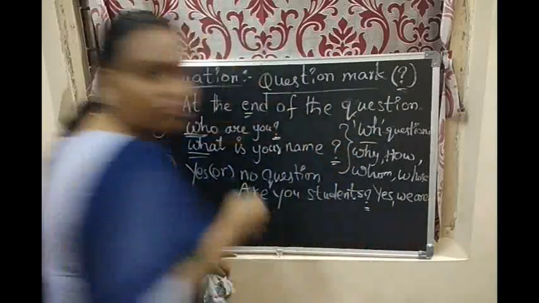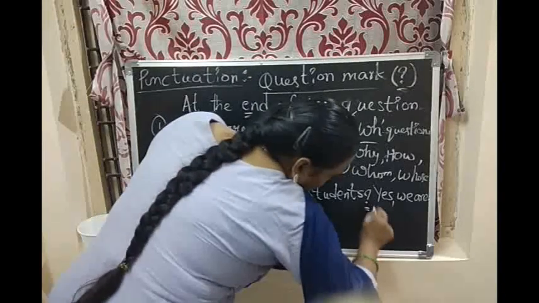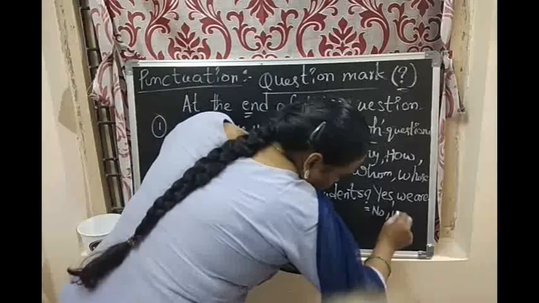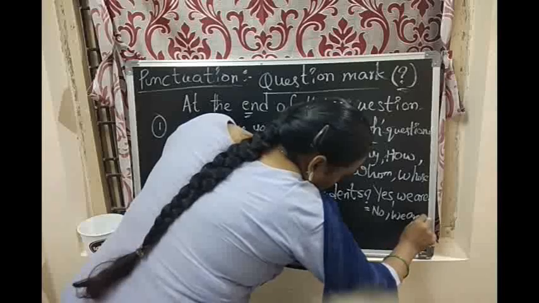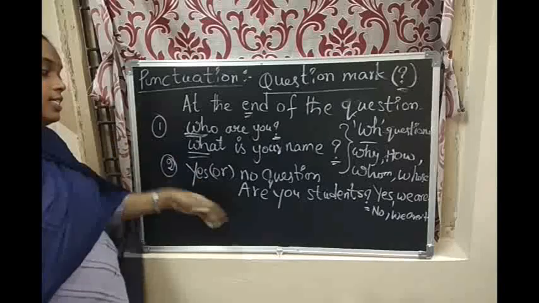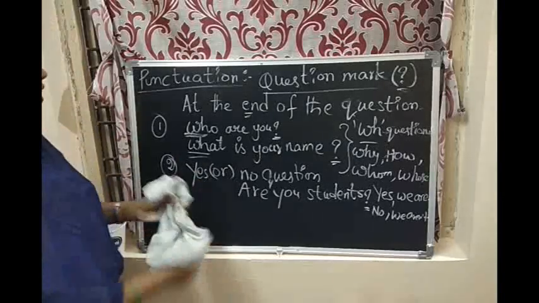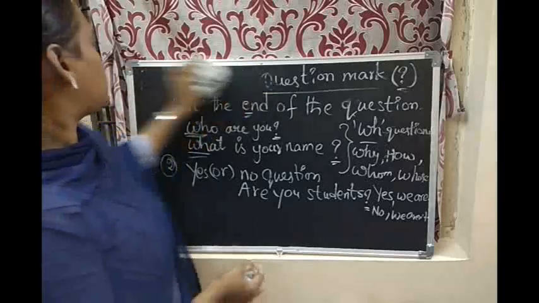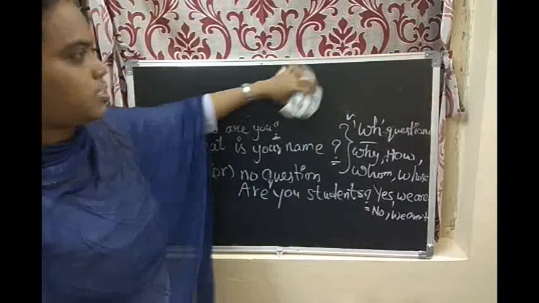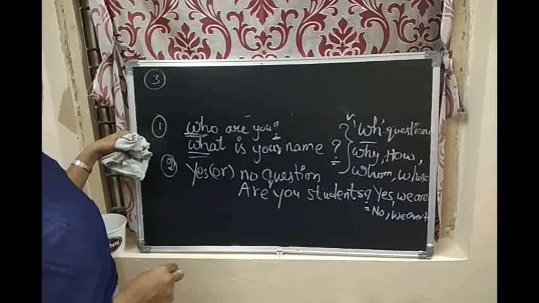For example, if those are not students, those are some other persons, what will they say? No, we aren't. No, we aren't. So this is known as yes or no type questions. This is the second type. Now coming to the third one. Is it clear to you? Yes. The third one is what you have to know.